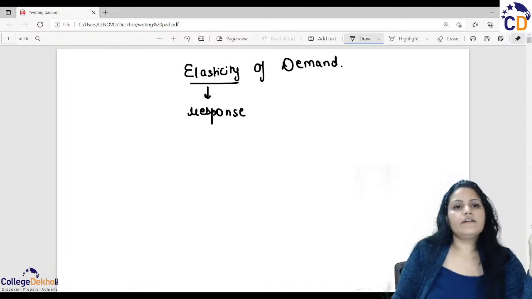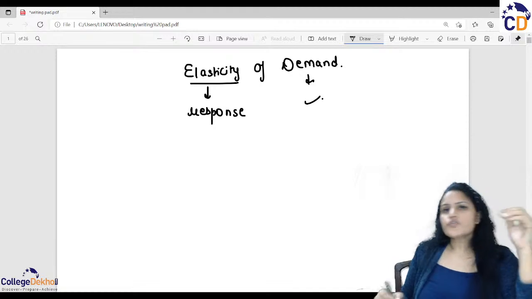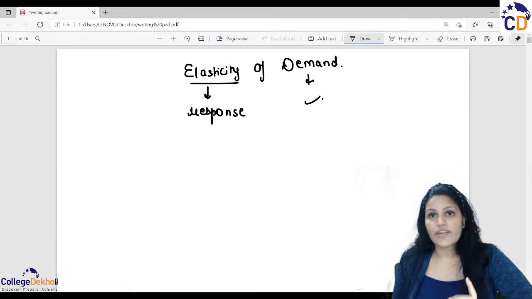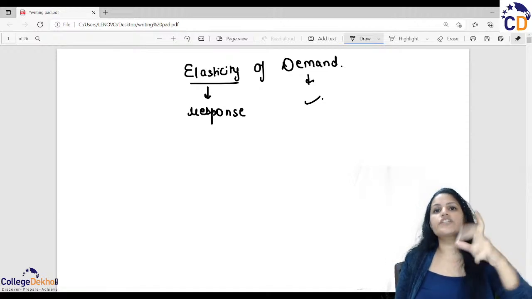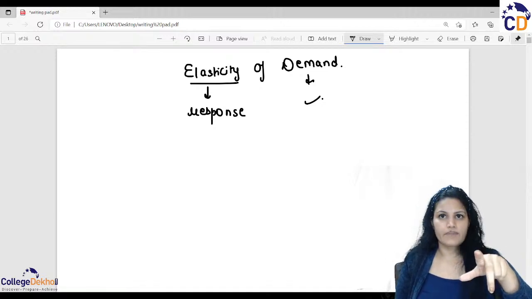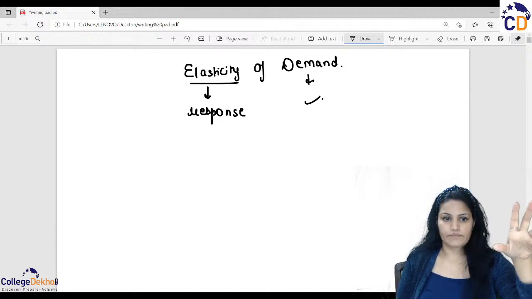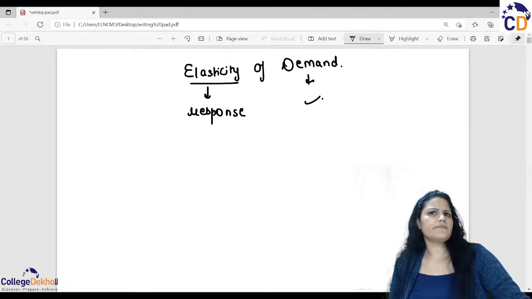And the topic is the demand. So today we will discuss points in which we will check how much demand is responding, when demand is responding, and when demand is not responding. I hope the doubt is clearing.